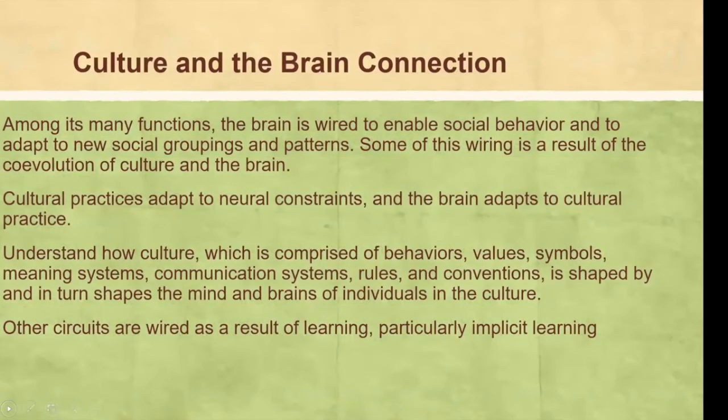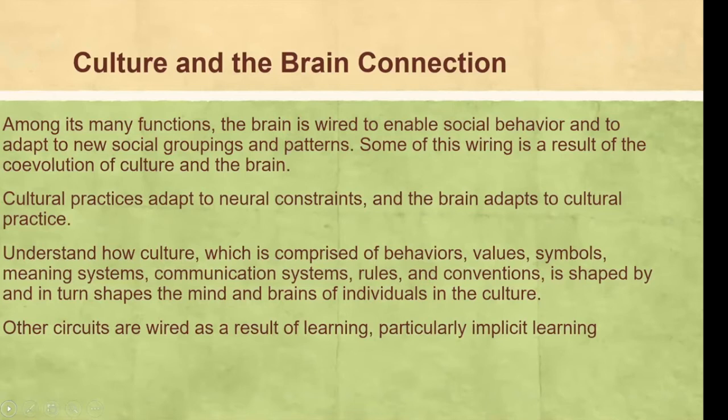So when you think about culture and the brain connection, the brain is wired to enable social behavior and to adapt to new social groupings and patterns. So you're going to think about how the wiring of the brain is a co-evolution of culture in the brain. So the cultural practices adapt to new constraints, and the brain adapts to cultural practices. So the brain adapts to all these experiences and exposure that we have. And we have to make that connection for our students so they can grow from that.